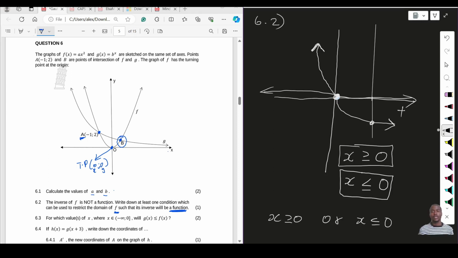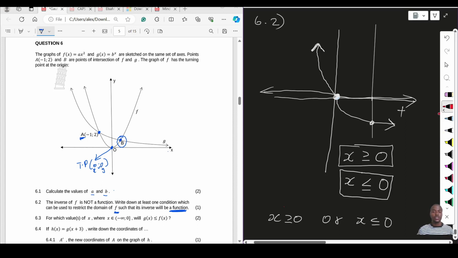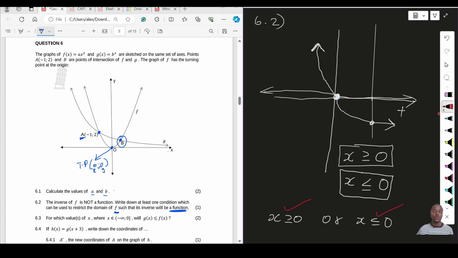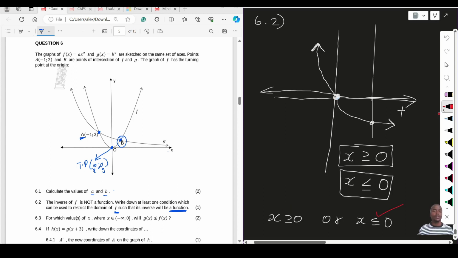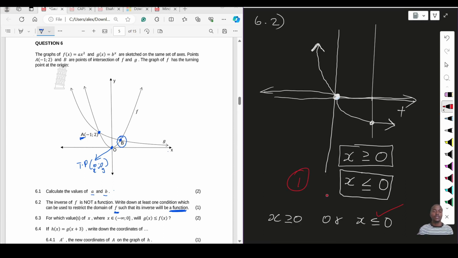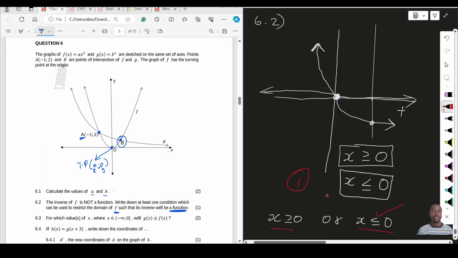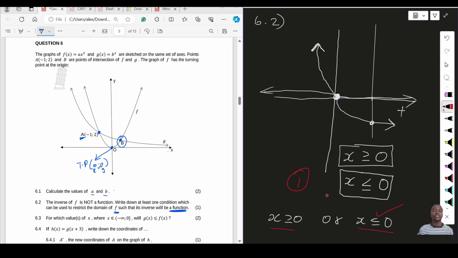Then how do we mark this? Someone might choose this one and will get a mark. Someone might choose this one and will get a mark. If you wrote both, then it will be 1 mark. At the end of the day, this is 1 mark. So there are 2 ways to write it. The first one is this, the second one is that. But you must understand both situations. They might ask you a different question on this, so just know all the ways.